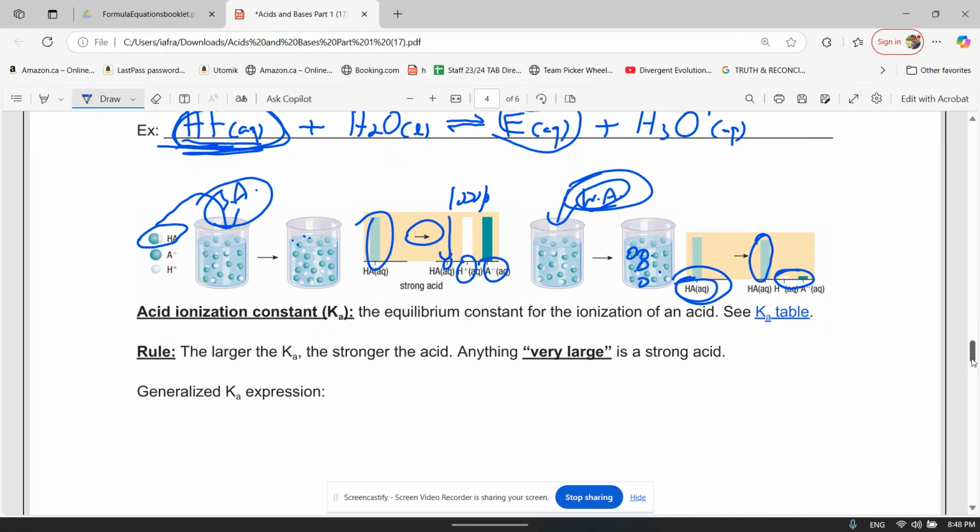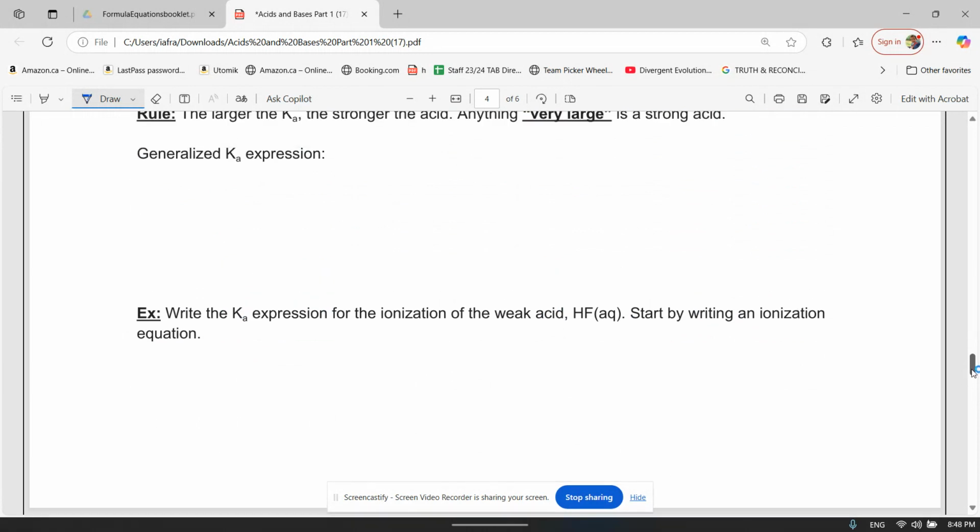For weak acids, because you have an equilibrium, you can actually have a K expression called a Ka, an acid ionization constant. It's essentially the equilibrium constant for the ionization of an acid, and specifically a weak acid. So let's say you want to write a Ka for a weak acid.